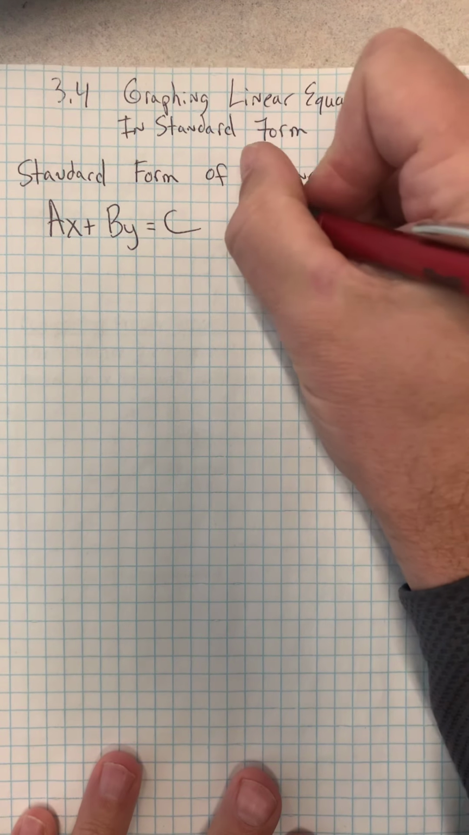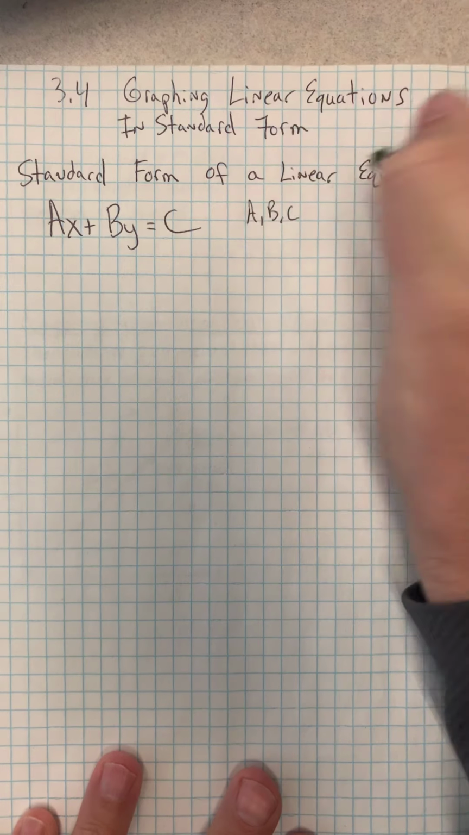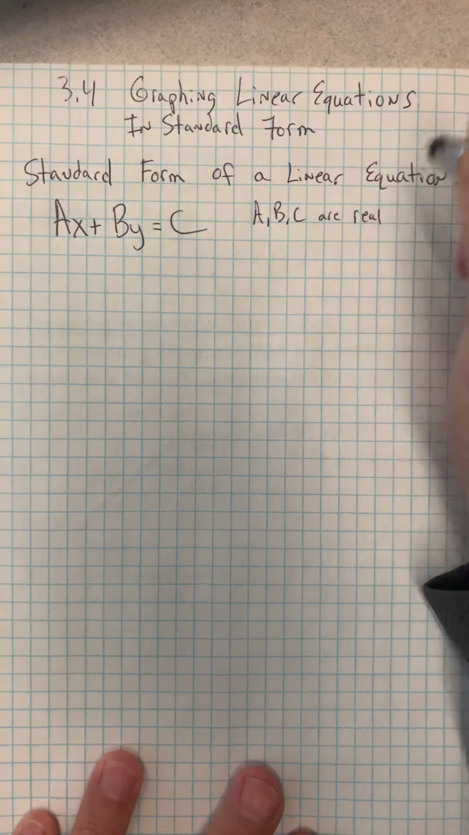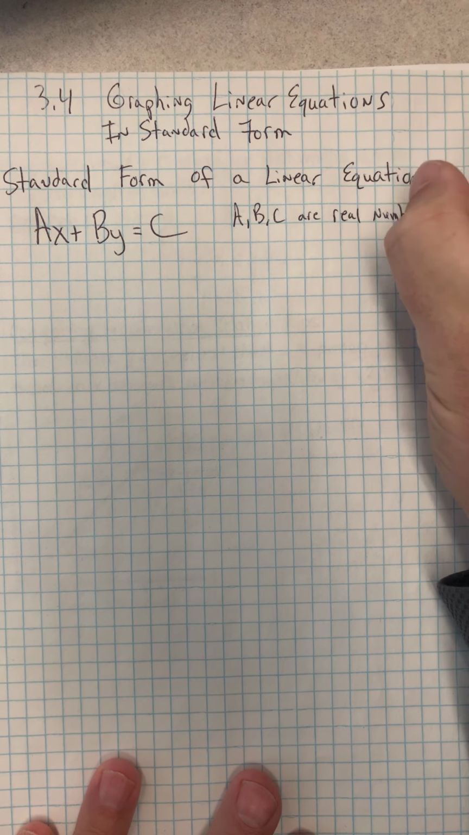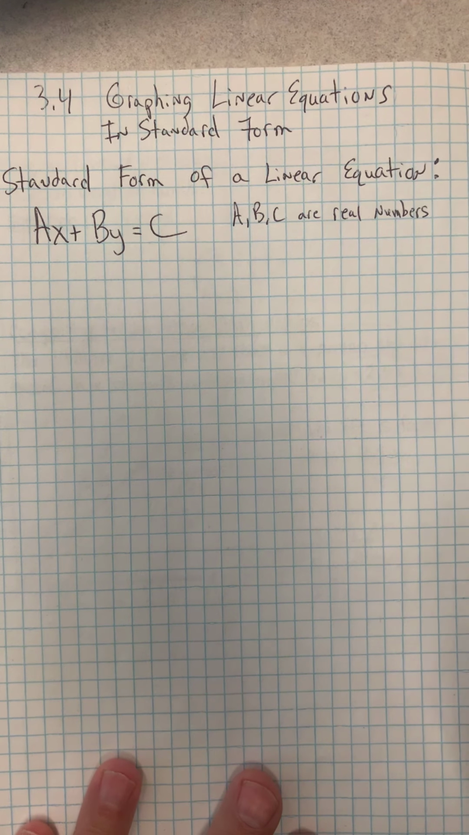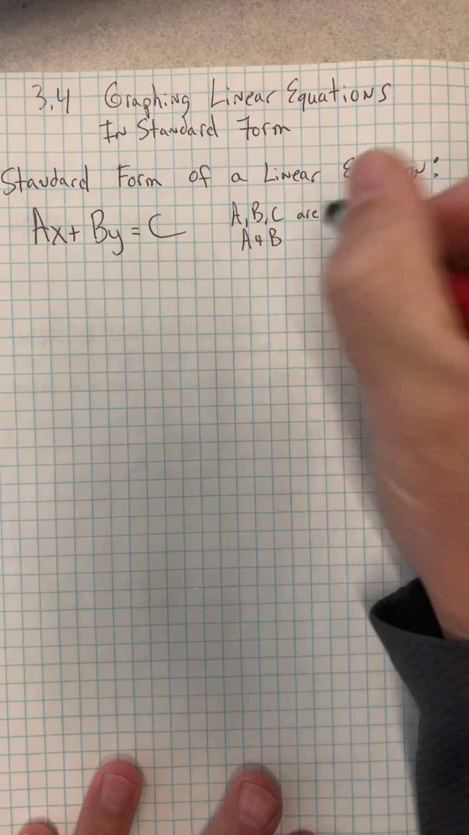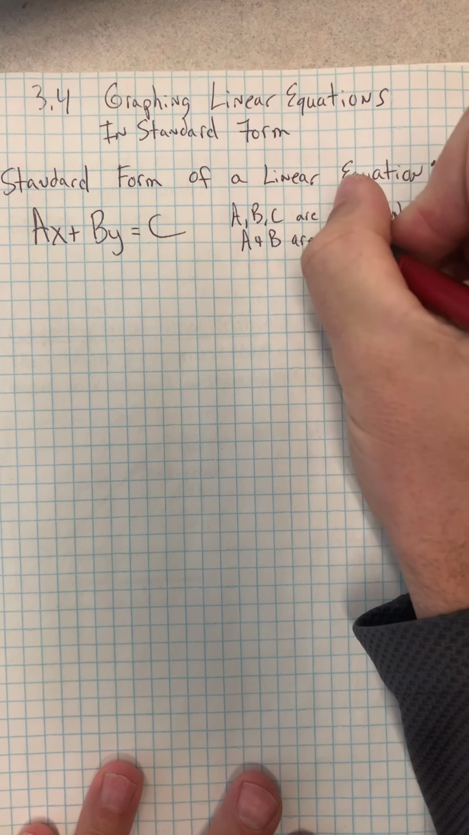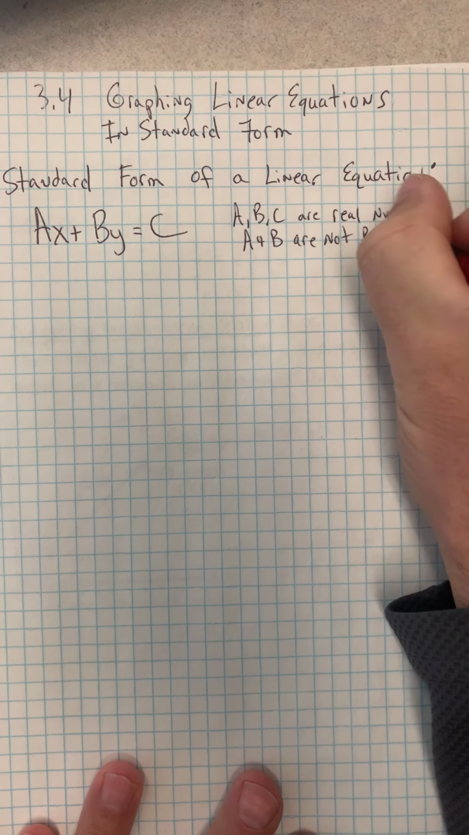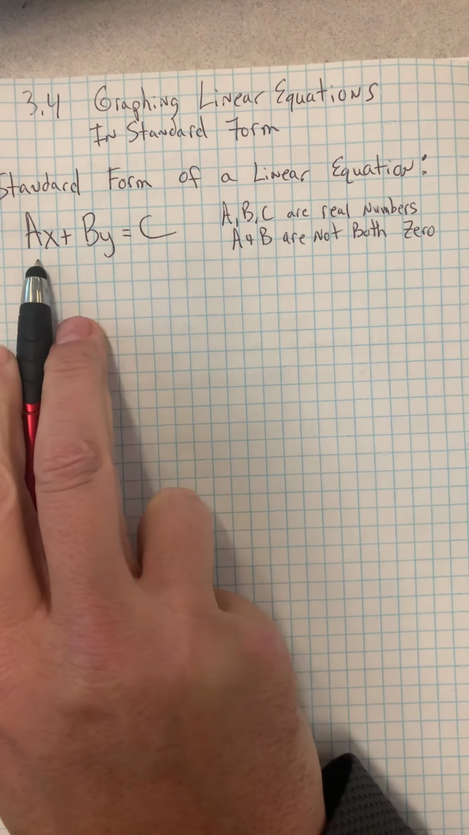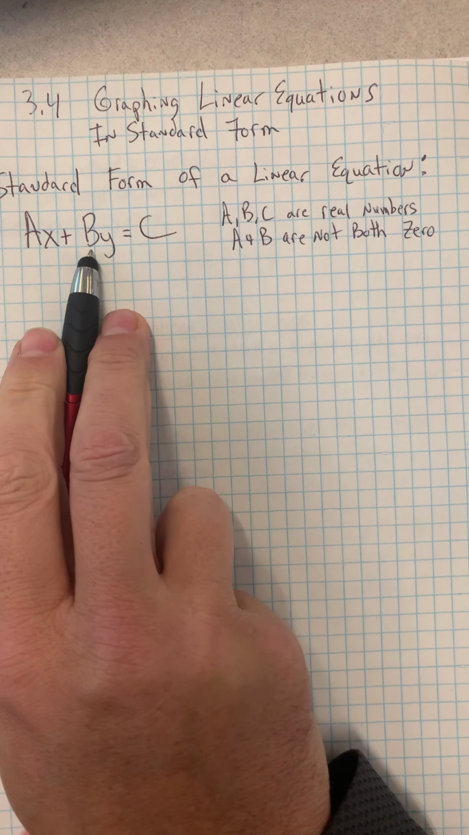I'm going to put some parameters on this. In Algebra 1, as we've been saying all year, a, b, and c are real numbers. We're going to be dealing with only real numbers except for a certain part of a chapter coming up. And I will say a and b are not both 0. Hopefully that makes sense to you, because if a was 0 and b was 0, well, this whole thing would be 0. One of them could be 0, but we don't want both of them to be 0.